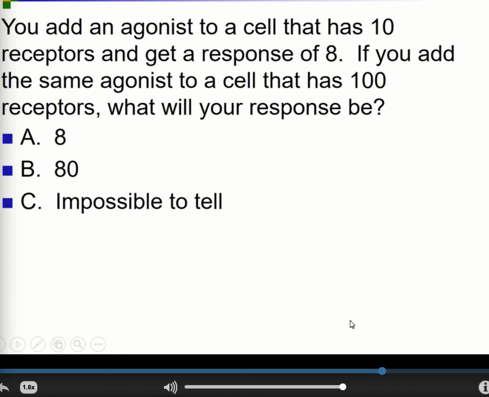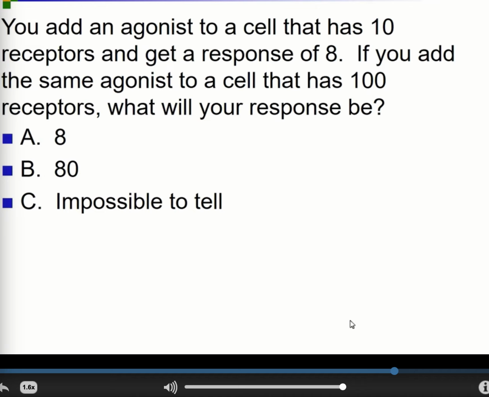Now I'm going to ask you another question. Imagine we have a cell, and in that cell, we have 10 receptors. You add some agonist to it, it doesn't matter what the agonist is or how much you added, and you get a response of 8. Now, there's no unit on that, just you get a response of 8.